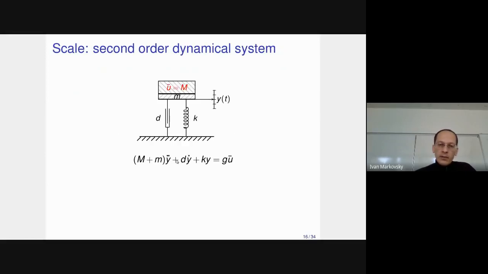A slightly more complicated process is the dynamics of a scale. So we measure a mass capital M, we put it on a platform with mass small m, and we can model the measurement process as a second-order mass-spring-damper system, which is now a second-order differential equation. Note that the unknown parameter M that we want to measure enters into the equation, therefore it affects the dynamics.